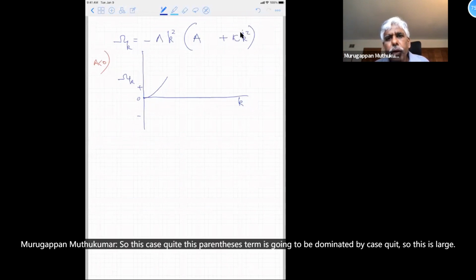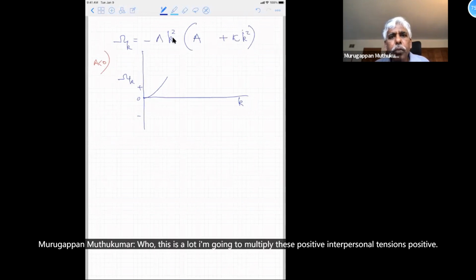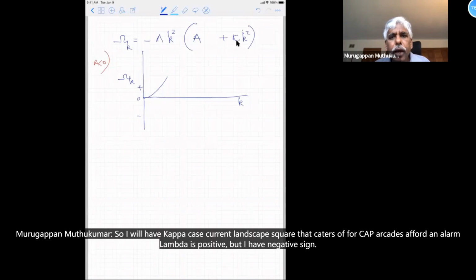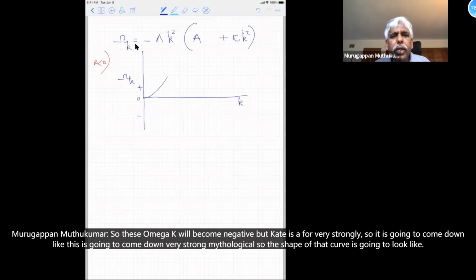So this is k squared. This parenthesis term is going to be dominated by k squared, so this is large. I'm going to multiply. Interfacial tension is positive, so I will have kappa k squared times k squared, that is kappa k to the 4. And then lambda is positive, but I have a negative sign, so this omega k will become negative, and k to the 4 very strongly. So it is going to come down very strongly for larger k.